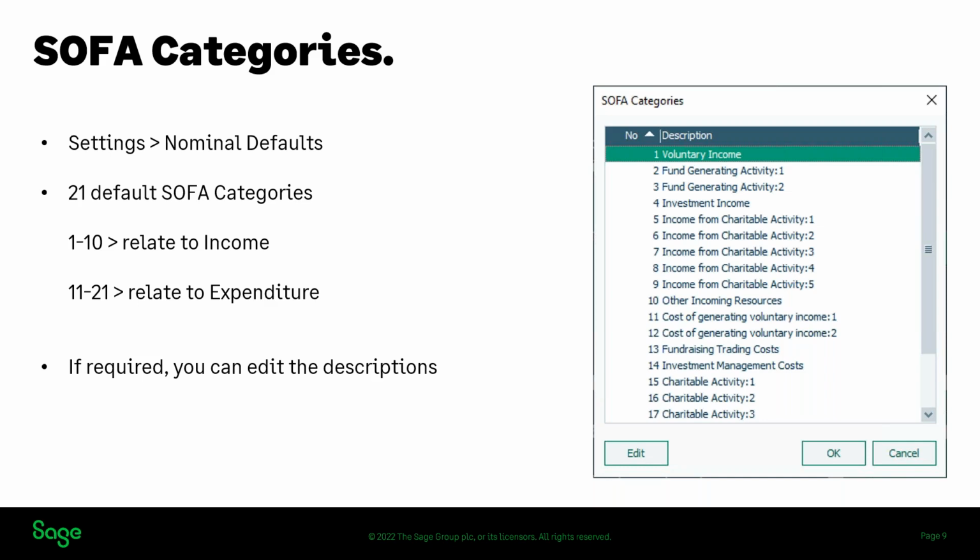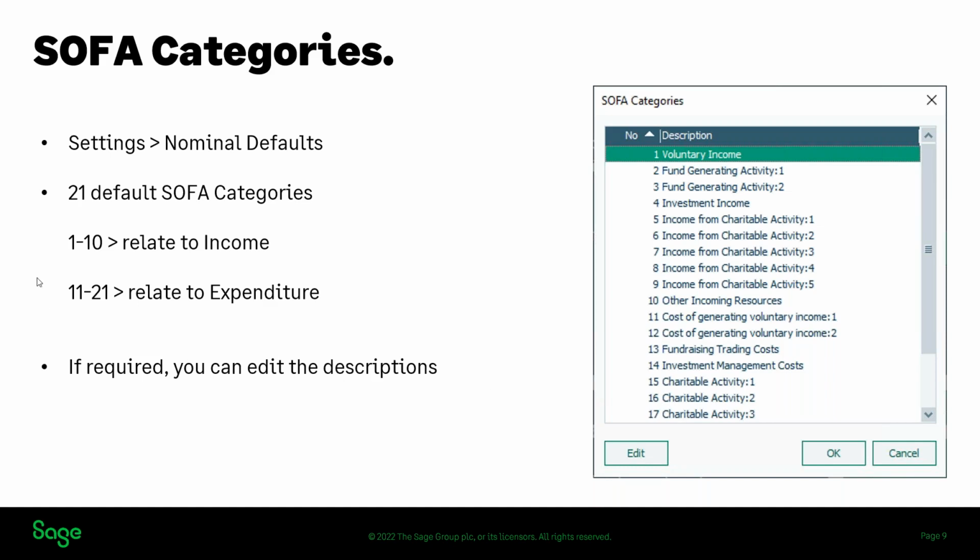So these are your various categories that you're going to show income and expenditure against. There are 21 set up by default. You can amend the descriptions if needed, but they will have these default descriptions that you can see the majority of on the screen. Categories 1 to 10 relate to income, and 11 to 21 by default relate to expenditure. So let's just have a quick look at that area as well.